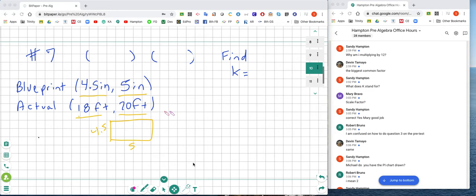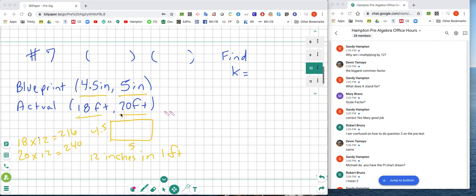Now, the actual size is 18 feet by 20 feet. Because the two measurements in feet do not match the two measurements in inches up here, we need to change everything to inches. So we're going to take 18 times 12, because there are 12 inches in 1 foot. And we're going to do 20 times 12. When we do that, we get 216 and we get 240.